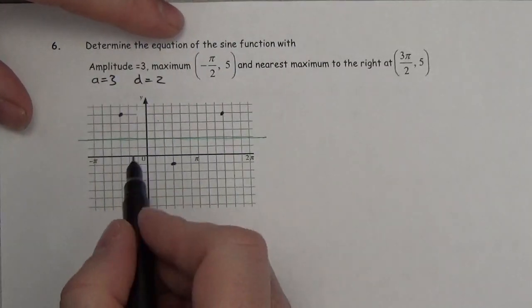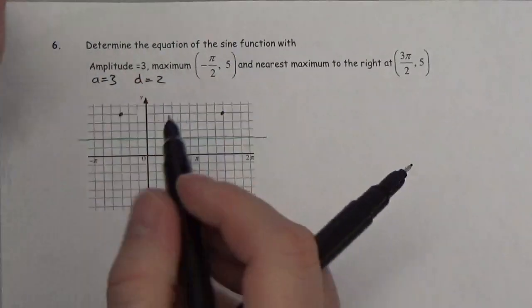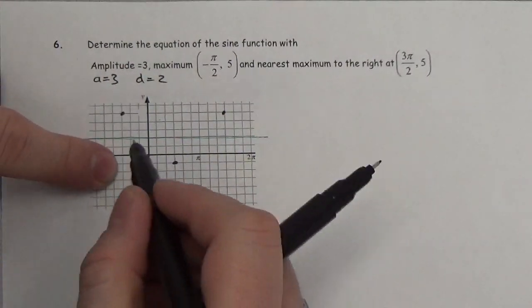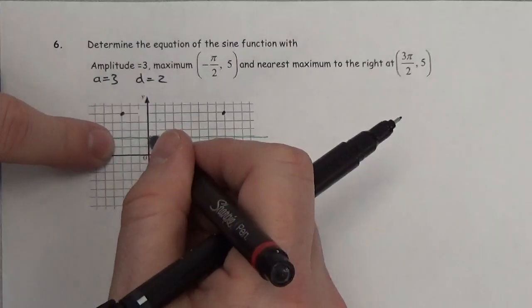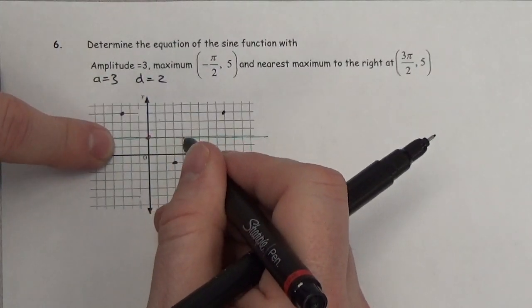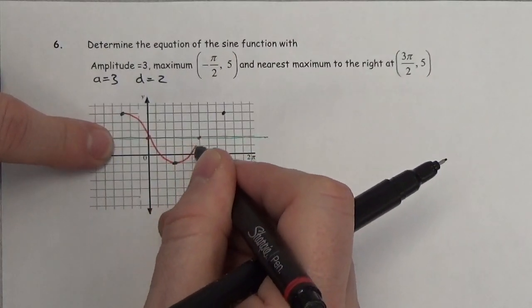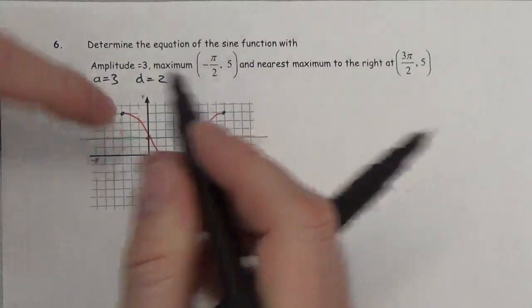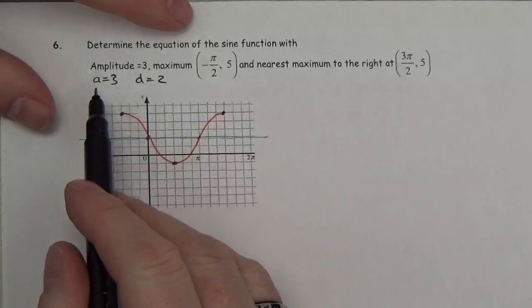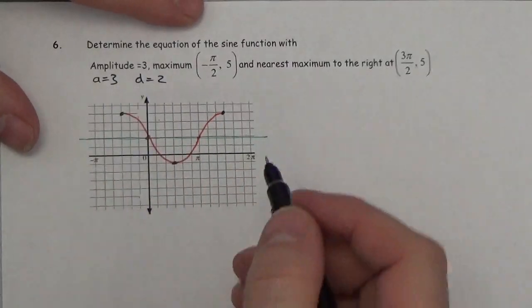Okay? So I can draw this out here because if it's 6 units this way, then to the middle here it's going to be 3. So the graph is actually going to go 1, 2, 3. It's going to look like this. Has to look like that. Amplitude is 3. The D value is 2.